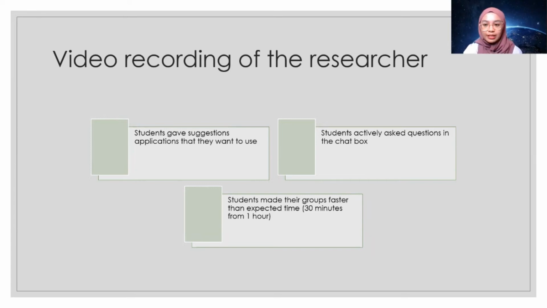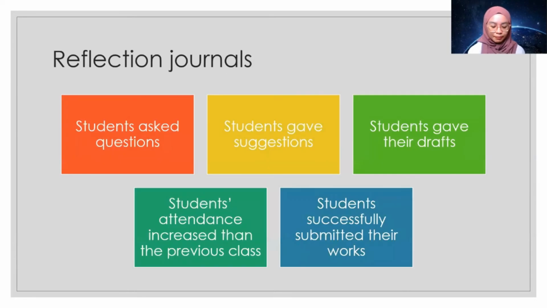Second, students actively asked questions in the chat box. There were a lot of questions about the group work that were asked during the class in the chat box. And then third, students formed their groups faster than the expected time. During that time, the teacher gave 1 hour for them to form their groups. However, they managed to form the groups in only 30 minutes.